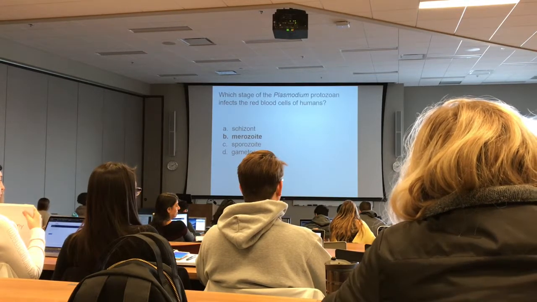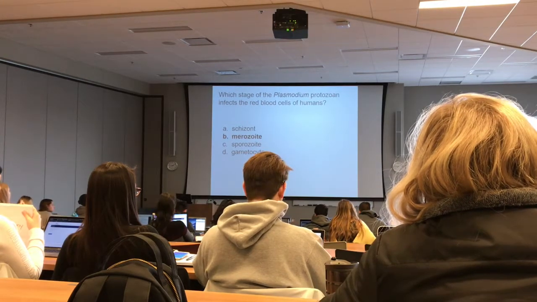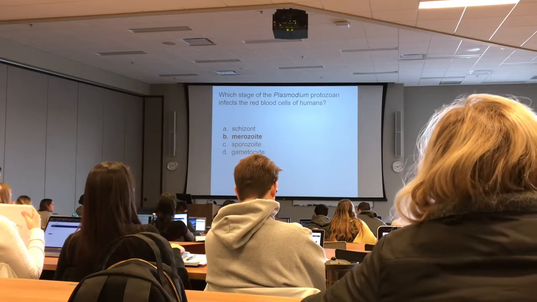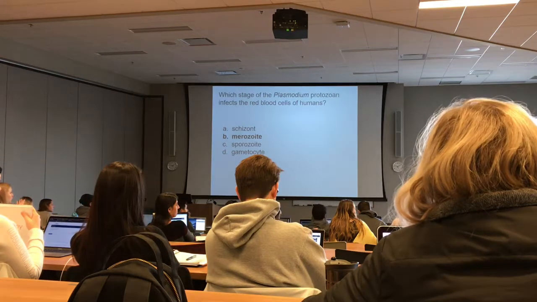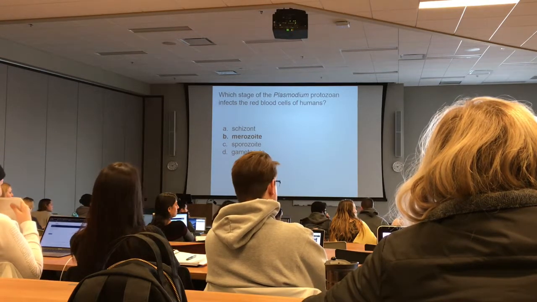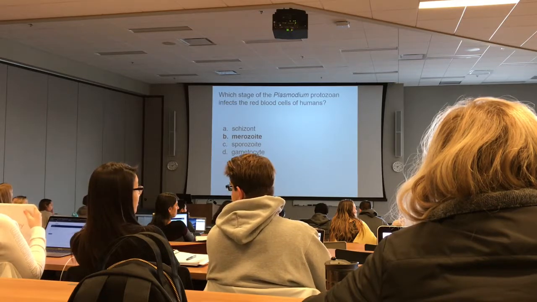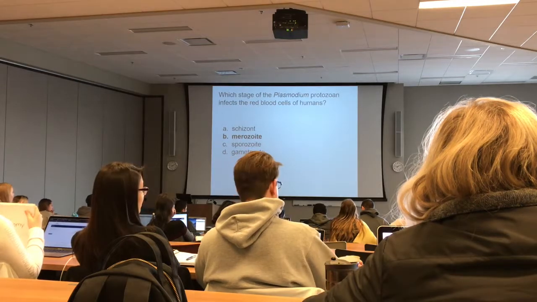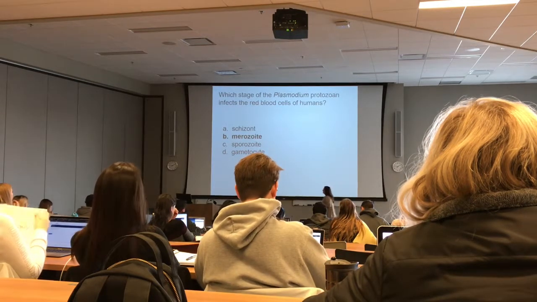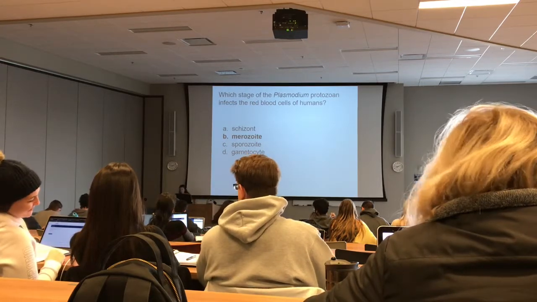Question. Which stage of the Plasmodium protozoan infects red blood cells of humans? All right, so we have schizont, merozoite, sporozoite, and gametocyte. So, merozoite, right? That's the one that's in the red blood cell.